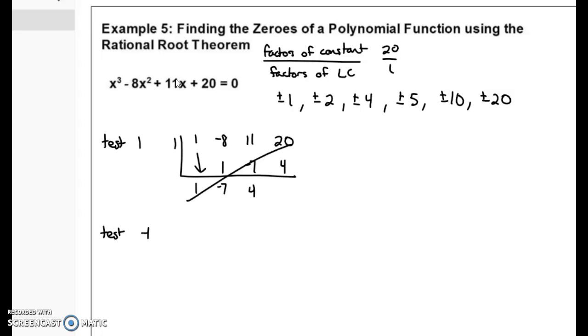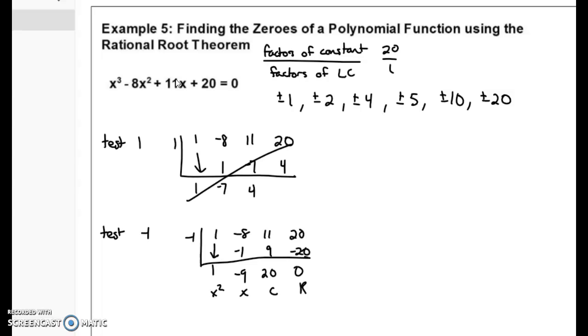Let's test -1 next. All right, 1, -8, 11, 20. All right, drop the first number, multiply, add them, multiply, add them, multiply, add them. Okay, hey, this one, see how we got a 0 much sooner. So a remainder of 0 tells me it works. So what that tells me is that if one of my zeros is -1, that means I can factor, and the factor that gives me a 0 of -1 is x plus 1. Because remember, when you set that equal to 0, you get -1.